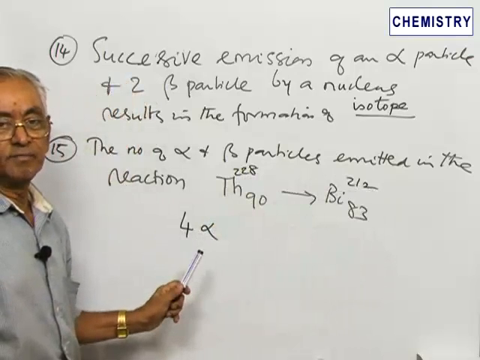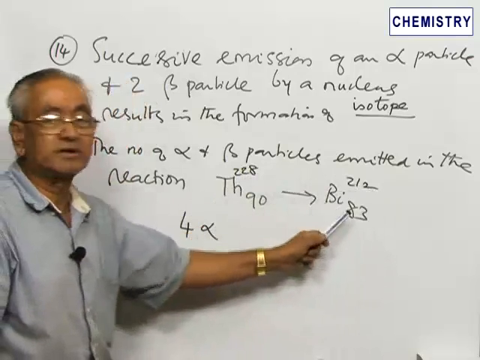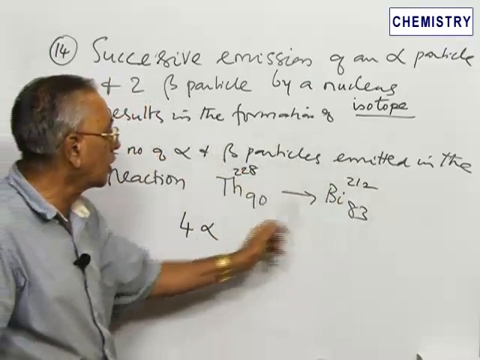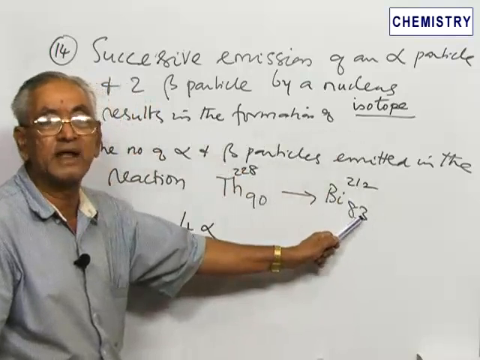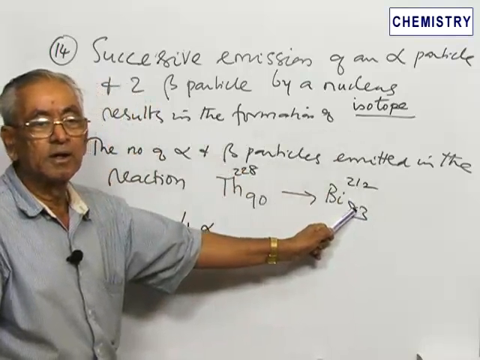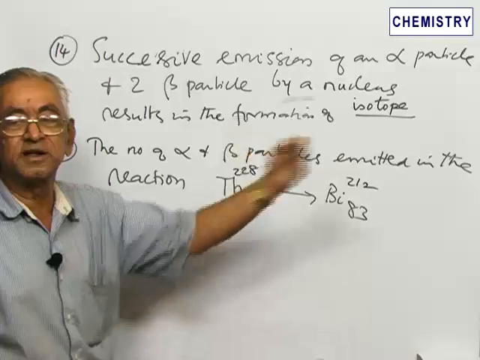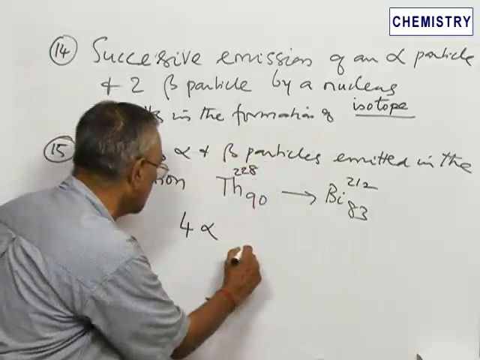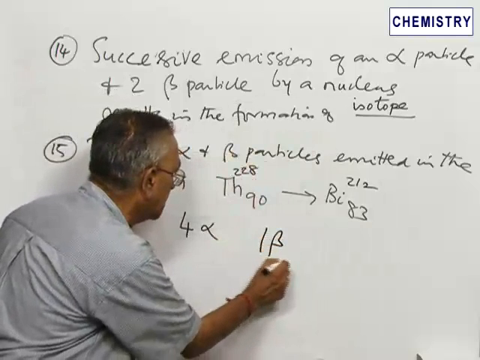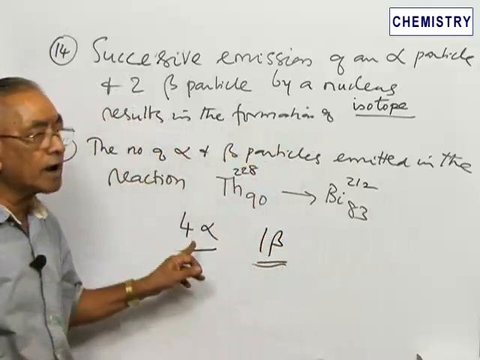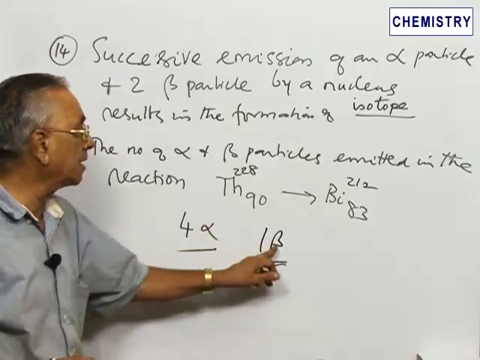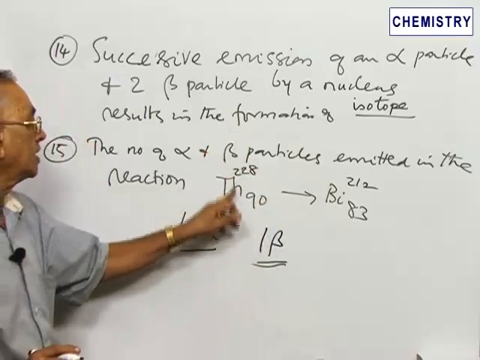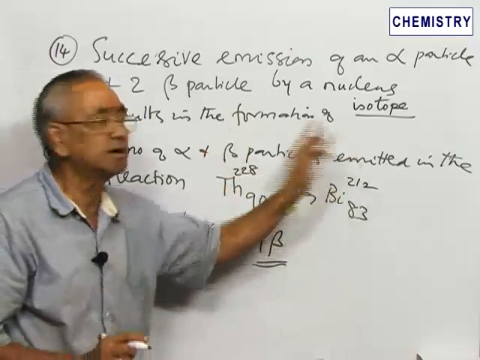4 helium nuclei. Now the charge must correspond to 8 units. If it is simply the loss of alpha particles, it should go down to 82, but it is 83. Therefore, there is 1 beta particle, which results in the increase in the atomic number. Therefore, the number of alpha particles is equal to 4 and the number of beta particles is equal to 1. So 4 alpha particles and 1 beta particle have been lost in the conversion from thorium 228 to bismuth 212.